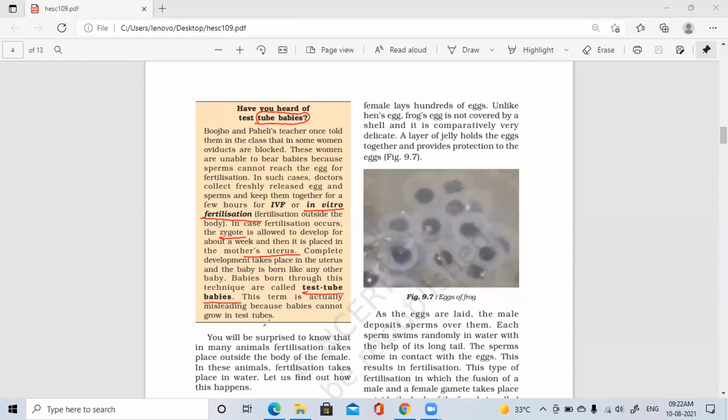Babies born through this technique are known as test tube babies. Right? The difference is that in the natural process, fertilization takes place inside the female's body, but in this case, fertilization takes place outside the body. But later on, the full growth takes place inside, naturally.